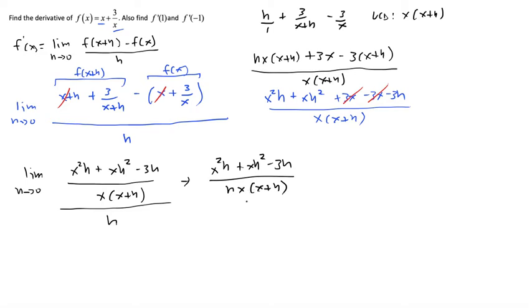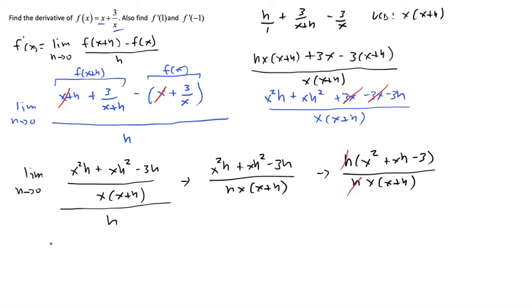All right. So what happens next? Well, if you remember, the h will always cancel out. Always. And if you notice, there's an h down here, but each term in the numerator has an h in it as well. So let's go ahead and factor out that h. We got x squared plus xh minus 3 all over the h times x plus h. So yes, they do cancel out. You've got to remember that.